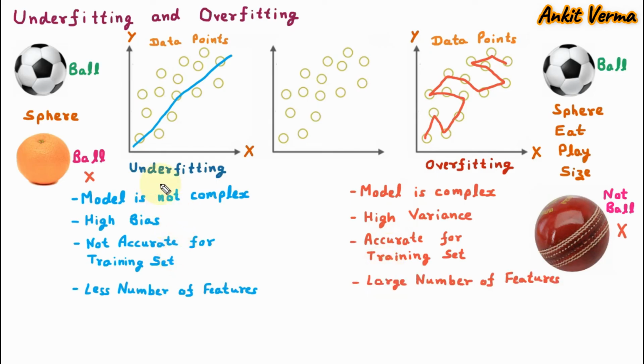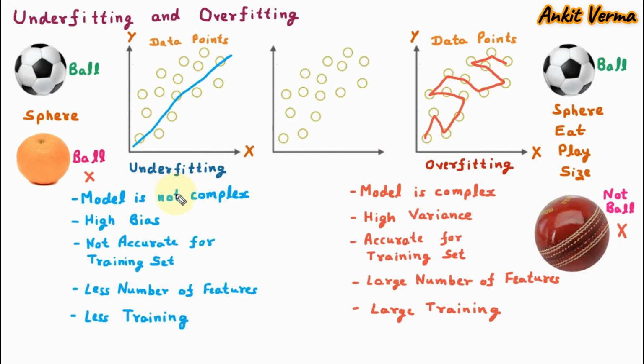Next thing is, in underfitting, as there are very few features, the training required is very little. So there is less training. On the other side, in overfitting, it is trying to cover all the features, and in that case the training required is very high. So there is large training. So these are the differences between underfitting and overfitting.